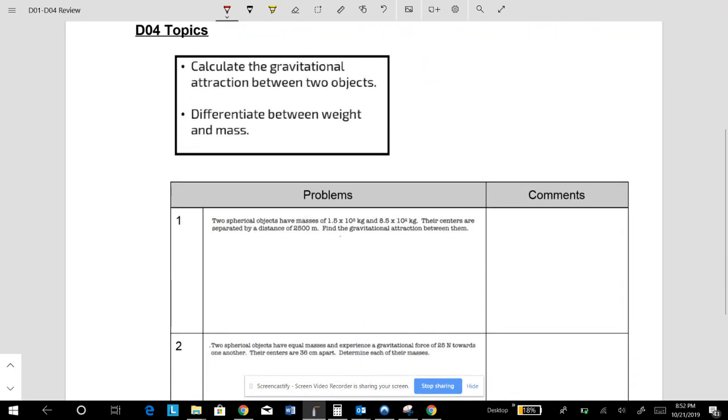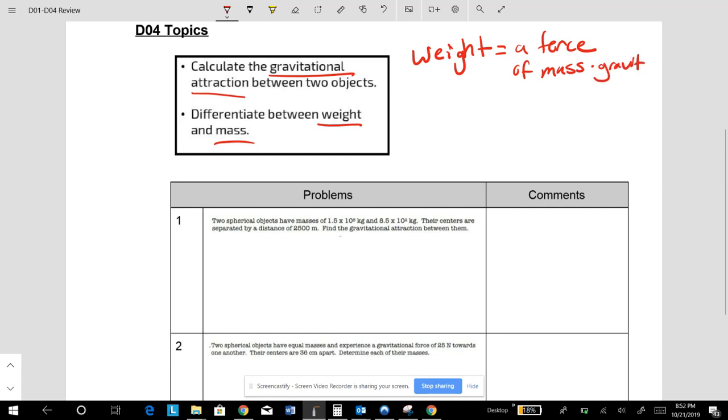All right, last topic, D04. So you're going to calculate gravitational attraction between two objects. You need to differentiate between weight and mass. So key thing with weight and mass is weight is a force of mass times gravity, whereas mass is actually the amount of space you take up.